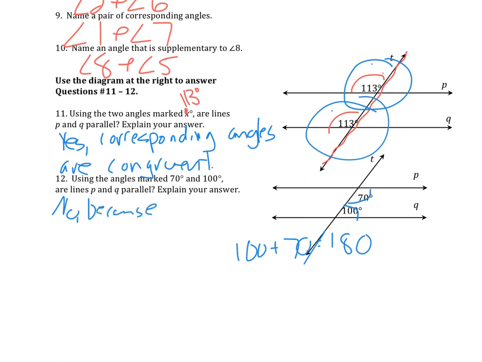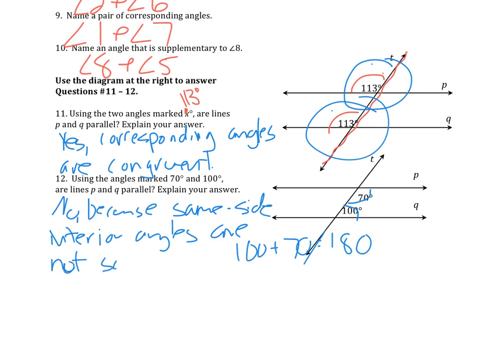And we go, because same side interior angles are not supplementary. Okay, again, three things. Yes or no, we put no on this one. What is the angle relationship? Same side interior. And then what is or is not. So in this case, they are not supplementary, so therefore those lines are not parallel.